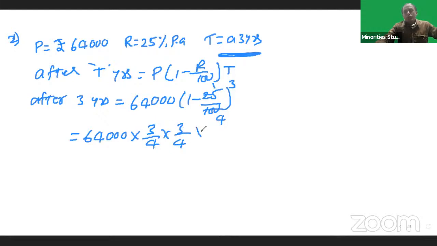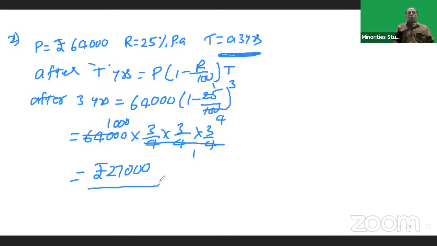So write 3 times: 3 by 4 into 3 by 4 into 3 by 4. 4 into 4 into 4 is 64, 64 ones are 64, so 1000 into 3 into 3 into 3. 3 cube is 27, 27 into 1000 is 27,000. So the present value of the machine is 64,000 rupees, its value depreciation rate is 25% per annum. Then the machine value after 3 years will be 27,000 rupees only.